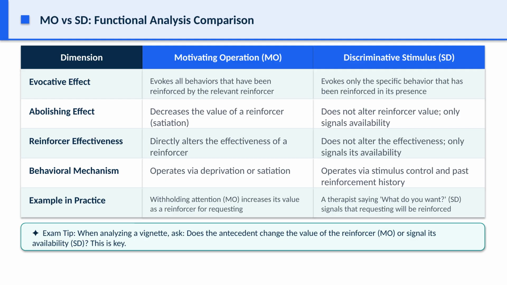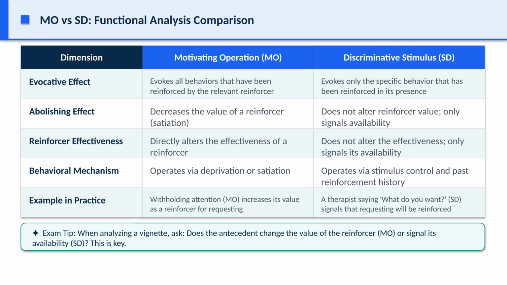It only signals that a specific behavior will be reinforced right now. Notice the functional difference. An MO has an evocative effect on a whole class of behaviors tied to that reinforcer, and it can also have an abolishing effect through satiation, reducing the reinforcer's power. In contrast, an SD evokes only the particular behavior reinforced in its presence and never alters the reinforcer's effectiveness.